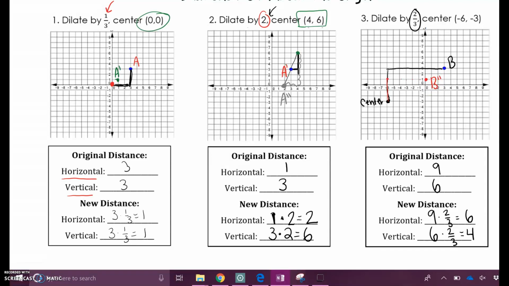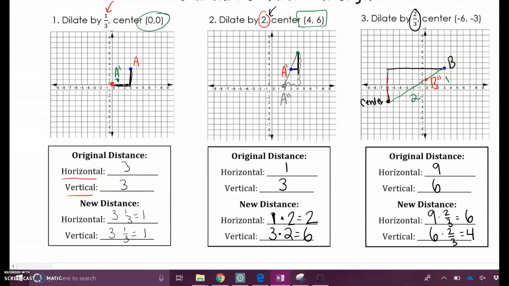And again, think about this. Our scale factor is 2/3. This distance is like 2 parts to 1 part, making 3 all the way up. This distance here is double this distance. So it even actually makes sense when you connect the center to the original point and the image point. 2/3, 2 parts to 1 part there.